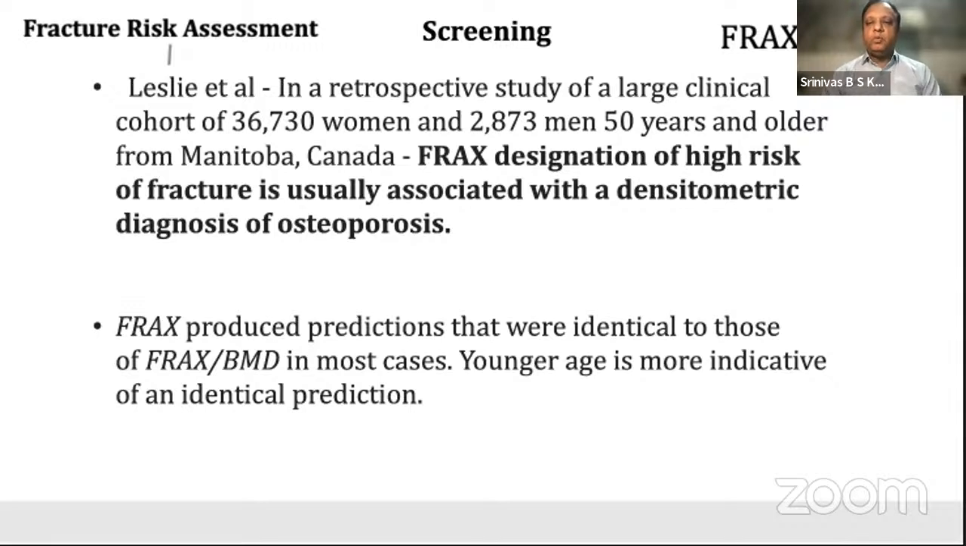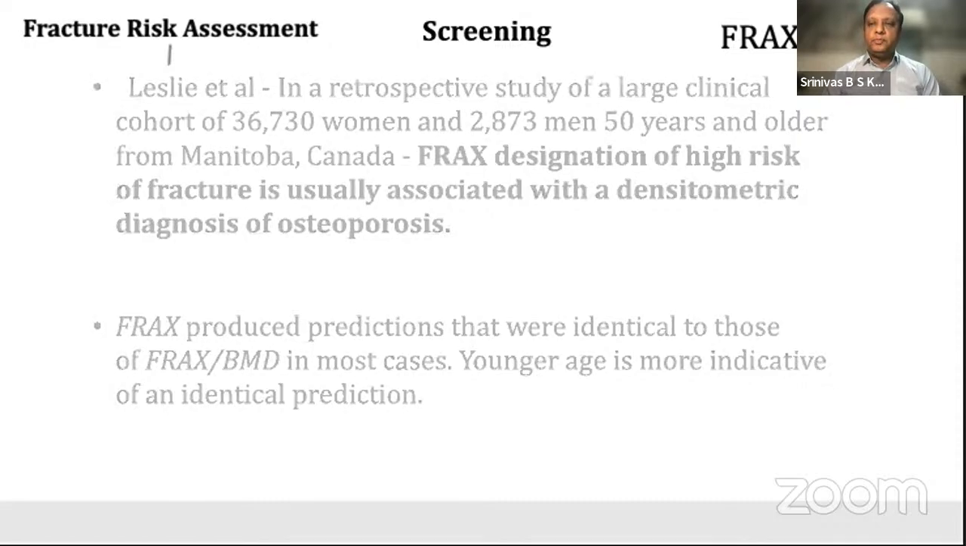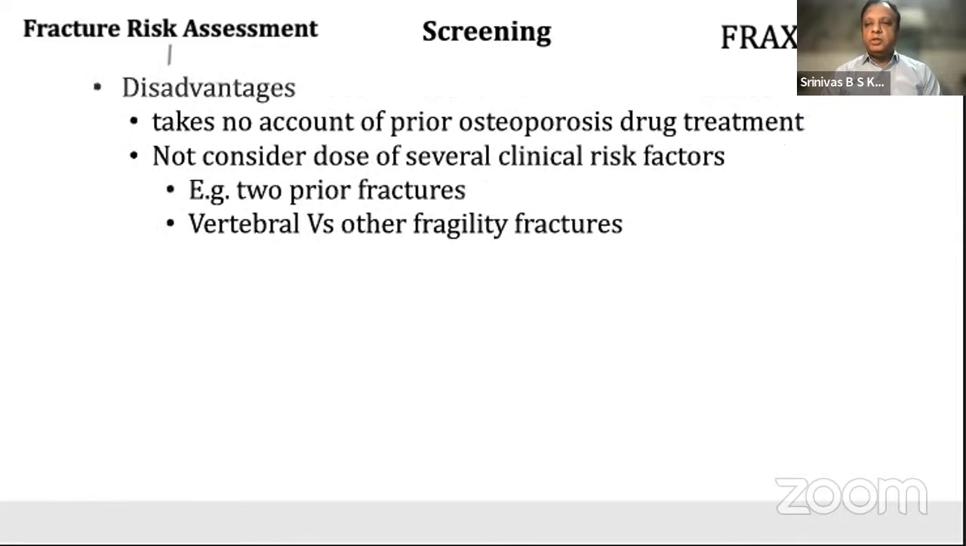Conversely, there are less than 1% of patients who were at high risk of major osteoporotic or hip fractures when their T-scores and FRAX without BMD were compared. FRAX without BMD produced predictions that were identical to those of FRAX with BMD in most cases. Younger age is more indicative of an identical prediction. DEXA provides objective evidence of weak bone that can sustain a fracture. The accuracy of predictions increases with objective evidence of DEXA.